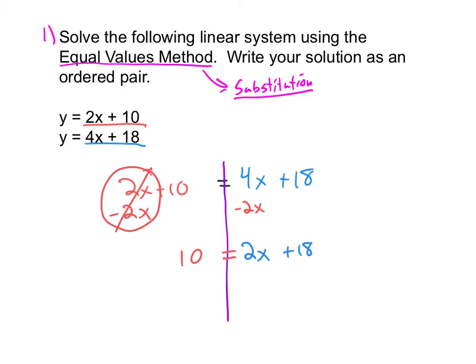To get rid of the 18, I need to do the inverse operation, create a zero pair. So positive 18, take away 18. And if I do it to one side, I need to do it to the other side. That creates a zero pair. 10 minus 18 on the left side would be equal to negative 8. And then I just drop down my positive 2x.